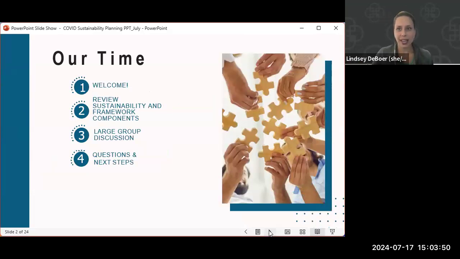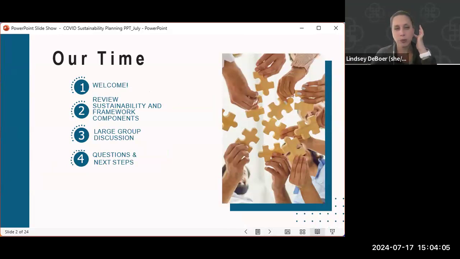We're really excited to have you here together today for our second deep dive into the second three components of the sustainability framework, components that will help inform the self-assessment that you all will be working on.